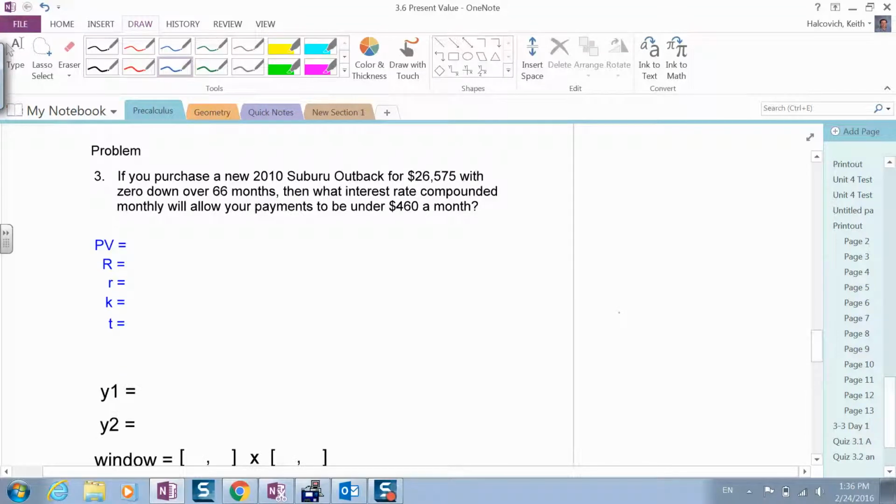All right, so last problem here. In this one, notice you're paying $26,575 for the car with 0 down payment. You want to know what interest rate, compounded monthly, will allow your payments to be under $460 a month, and it's over 66 months, so that's 5.5 years. So your y sub 1 will be 460.